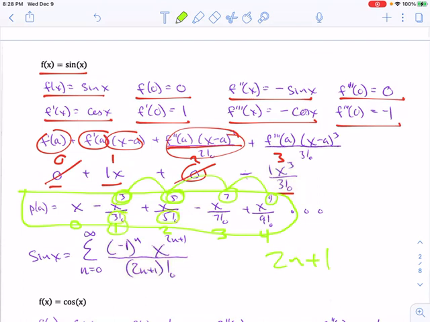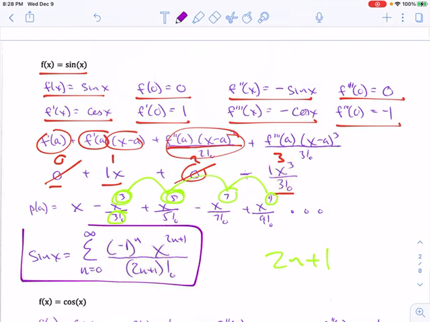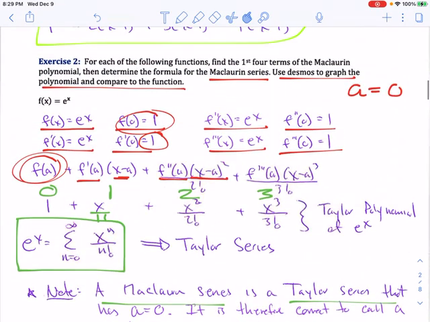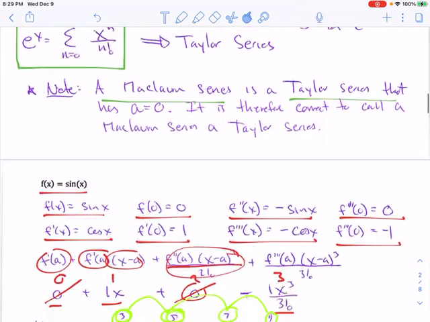So what we have here then is the sine of x is equal to the Taylor series, or the Maclaurin series, from n equals 0 to infinity of negative 1 to the n, x to the 2n plus 1 over 2n plus 1 factorial. So this is the power series representation of the sine of x. So now we have a power series representation for the common function e to the x and for the common function sine of x.